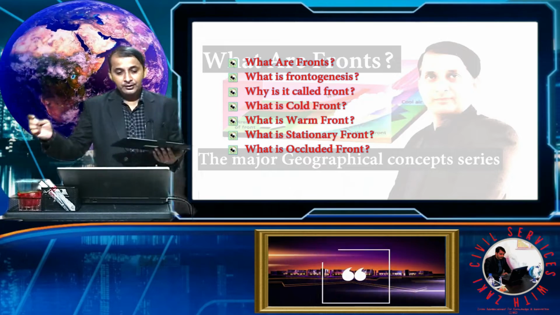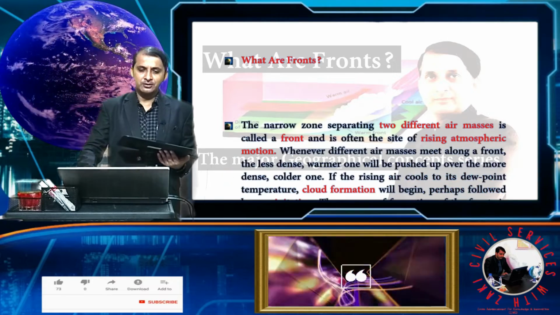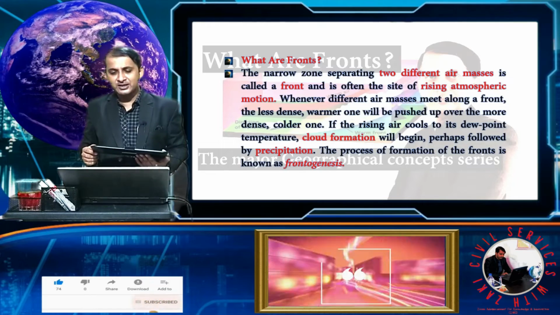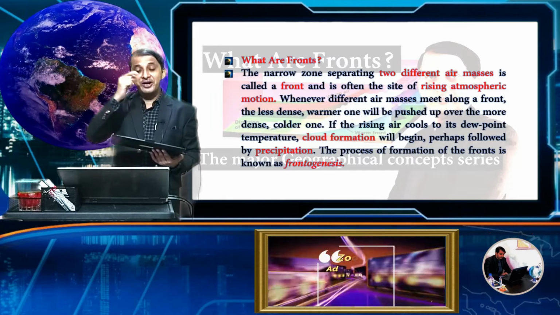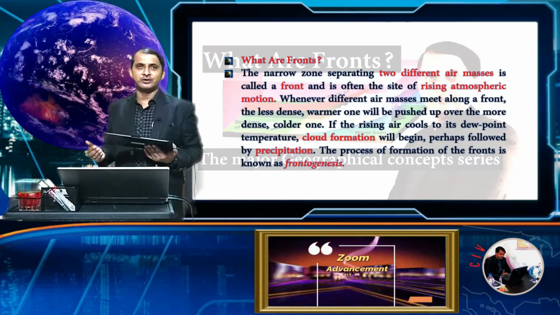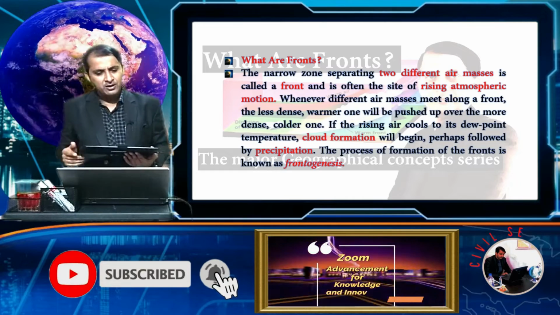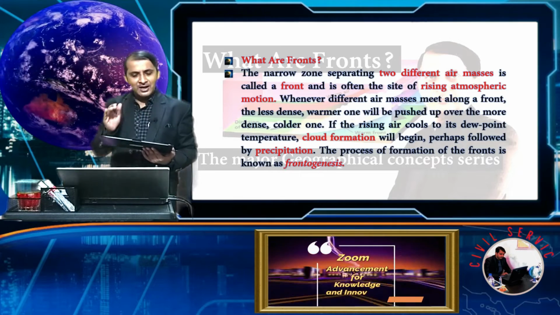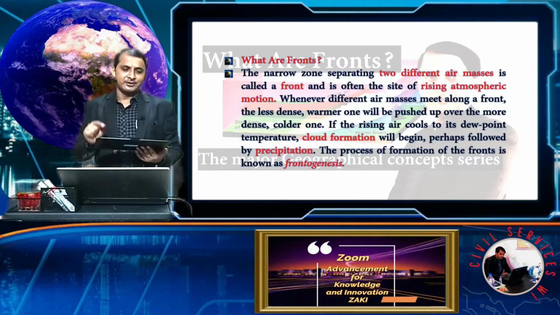See today's topic. What are fronts? The narrow zone separating two different air masses is called a front. Basically, a front is the boundary between two air masses and often the site of rising atmospheric motion, whether it is rising from the cold front to the warm front or the warm front to the cold front. When different air masses meet along a front, the less dense warmer one will be pushed up over the more dense colder one.